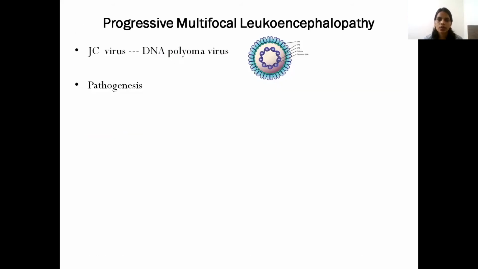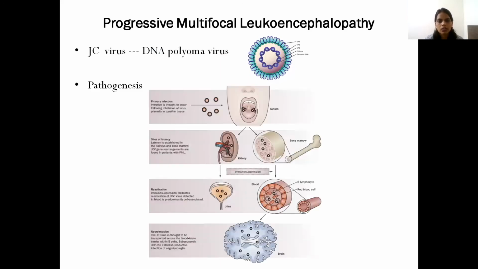Next, we'll discuss progressive multifocal leukoencephalopathy. This is a demyelinating disease of the brain, caused by the JC virus, which is a double-stranded DNA polyoma virus. The initial infection is seen in the tonsillar region after inhalation of the virus. After that, it remains latent in the kidney and the bone marrow. When there is a period of immunosuppression, it reactivates and appears in the blood predominantly in the cell-associated form.